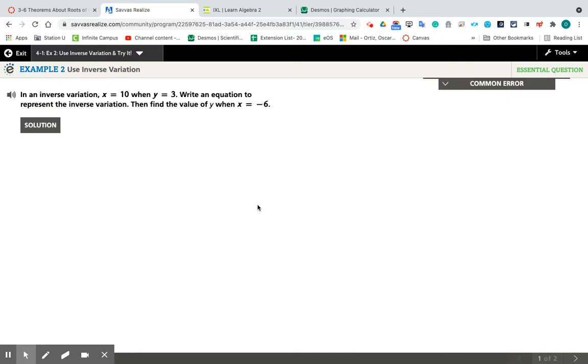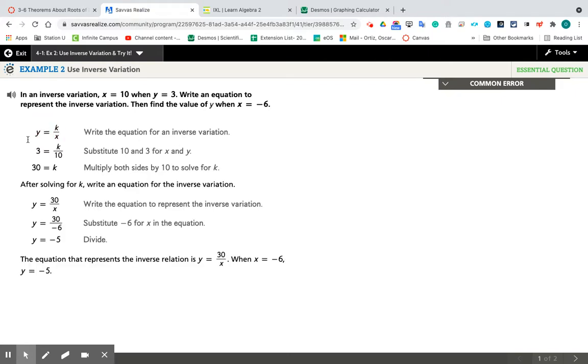Example 2 is asking us to write an equation, keeping that in mind. So if we know that when the value of x is 10, the value of y is 3, we know that the product needs to be always 30. 10 times 3 is 30. So we can write y equals 30 over x, and then we can replace the x by -6 to find the corresponding value of y. That is the plan that they follow here.